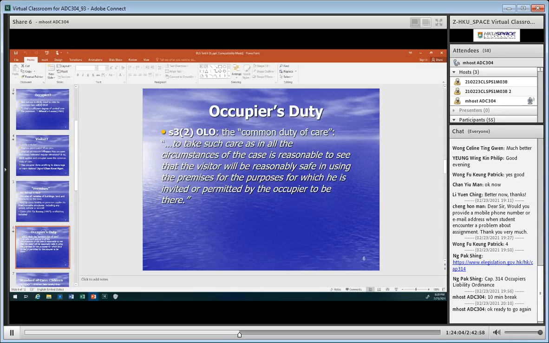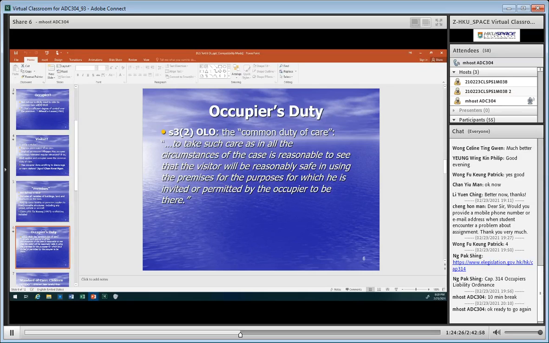Now, very imprecise language. In all the circumstances of the case is reasonable. Where's that word reasonable again? To see that the visitor will be, again, reasonably safe in using the premises for the purposes for which he is invited or permitted by the occupier to be there.